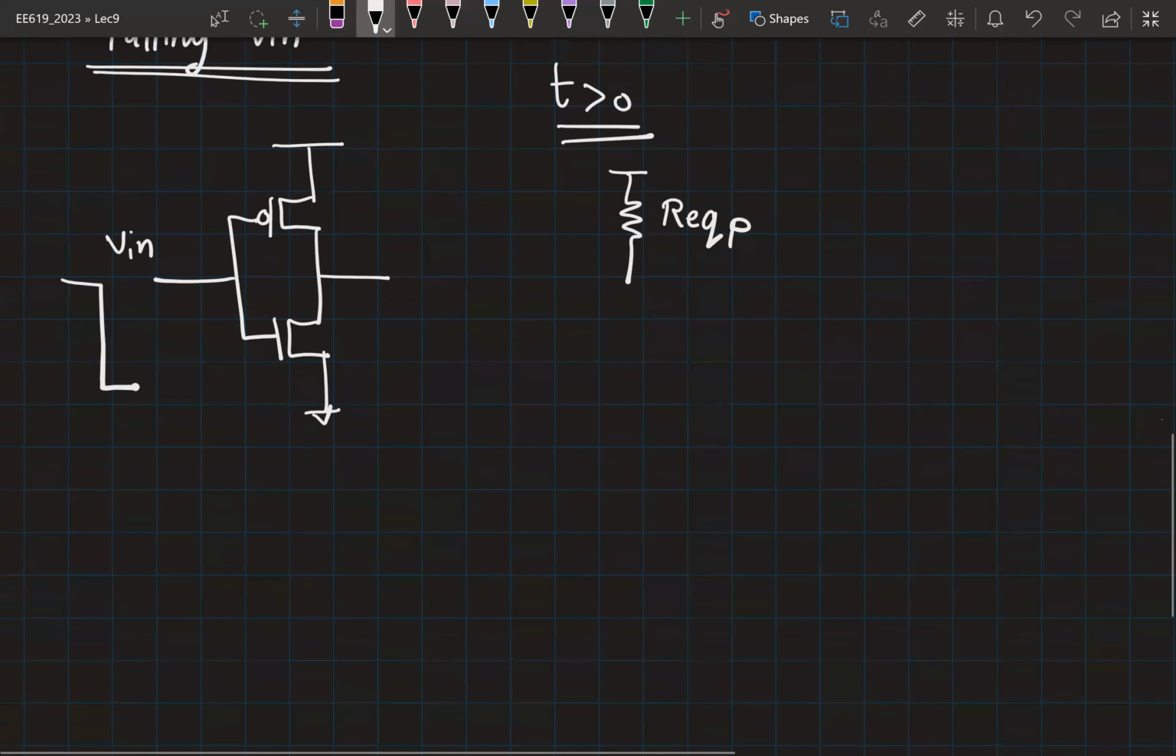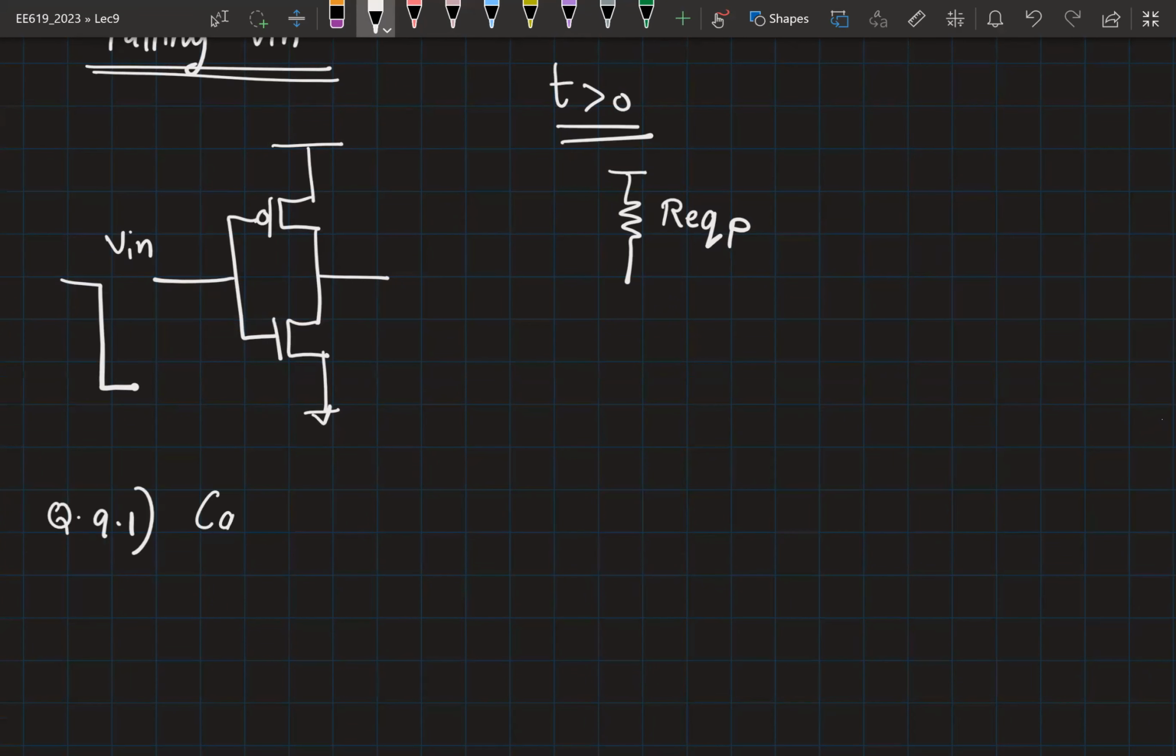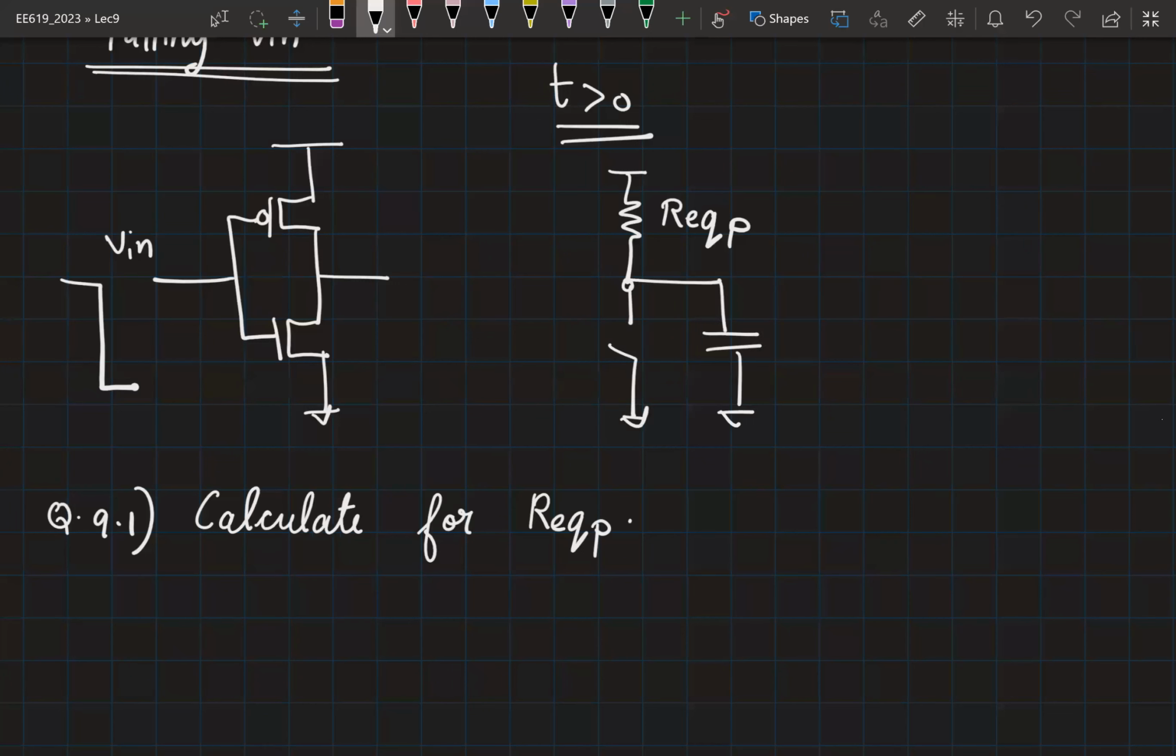So here is a quick problem for you to do. You can do this as a homework. You have to calculate the expression for R equivalent P. Follow the same method that we used for R equivalent N. There is nothing additional here. And your NMOS is off, and you have a capacitor C.